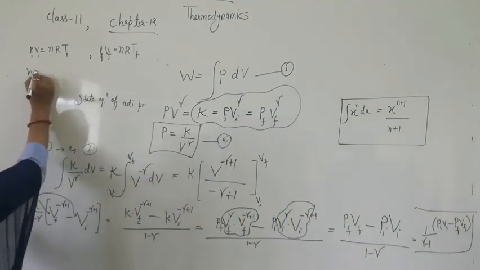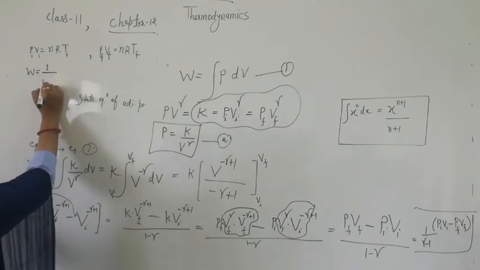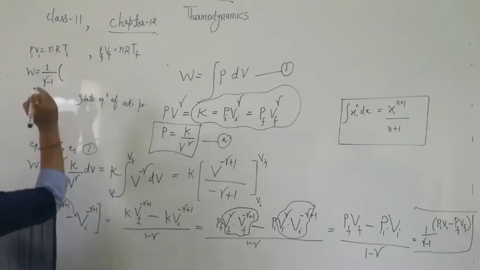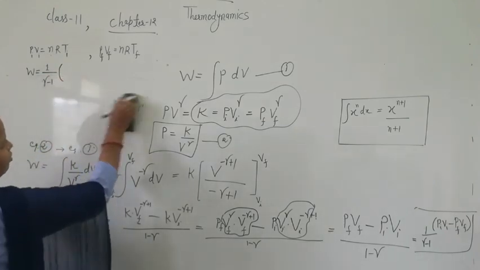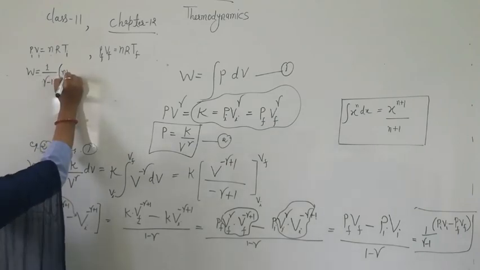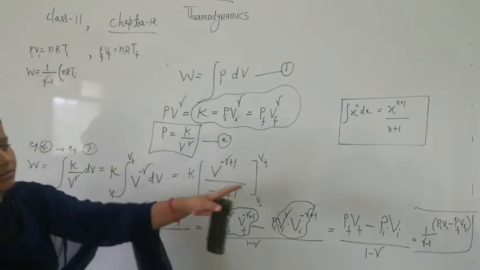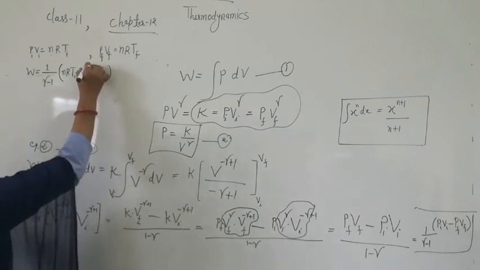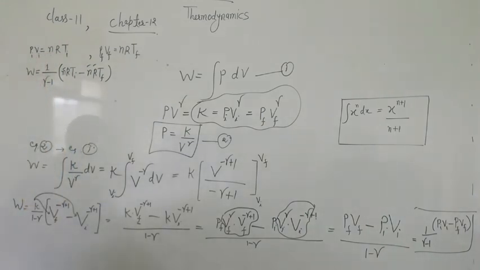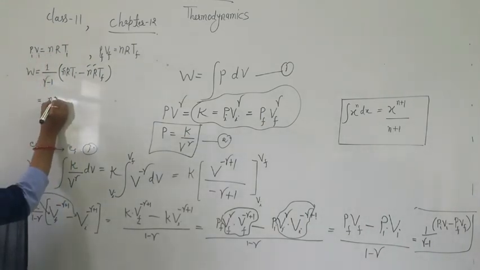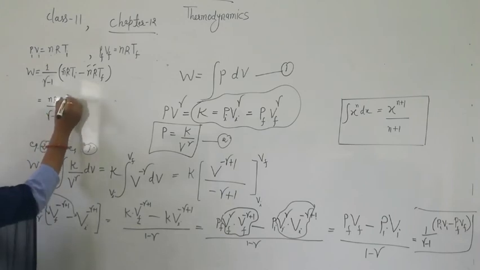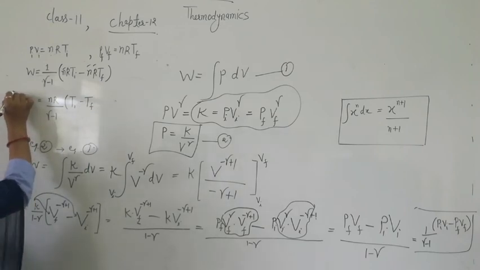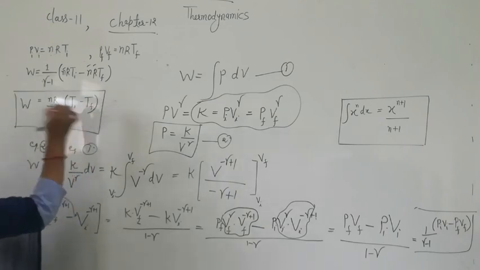So work W is 1 upon gamma minus 1, multiplied by Pi Vi, that is nR Ti, again minus Pf Vf, that is nR Tf. So nR is the common factor: W equals nR upon gamma minus 1 times Ti minus Tf. It is the final formula of work done in an adiabatic process.